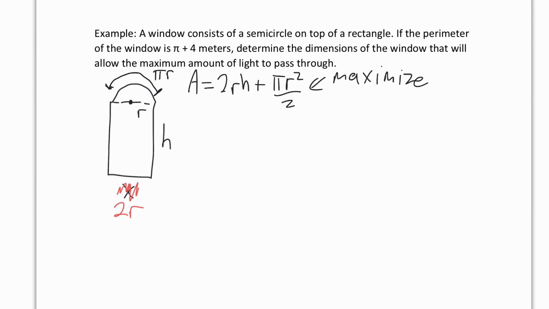But of course, there's 2 variables, so we should find another formula, in this case perimeter, and see if we can substitute a variable. So perimeter will be 2r for the bottom, and then 2h's for the sides, and then pi r for the top. And so we know the perimeter is equal to pi plus 4.